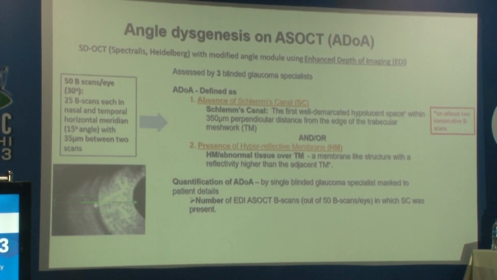It was assessed by 3 blinded glaucoma specialists, and angle dysgenesis on ASOCT was defined as an absence of Schlemm's canal or a presence of hyperreflective membrane. It is to be noted that a Schlemm's canal should have been present as a hyporeflective space in at least 2 consecutive B scans to differentiate it from any artifact. One single blinded glaucoma specialist also tried to quantify the amount of angle dysgenesis by counting the number of EDI ASOCT B scans in which Schlemm's canal was seen.